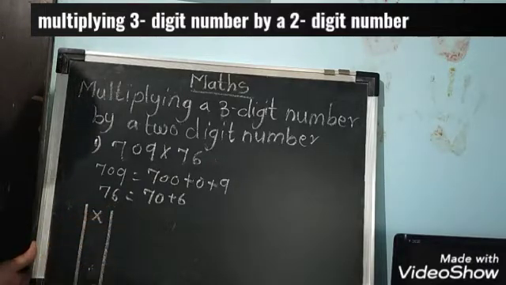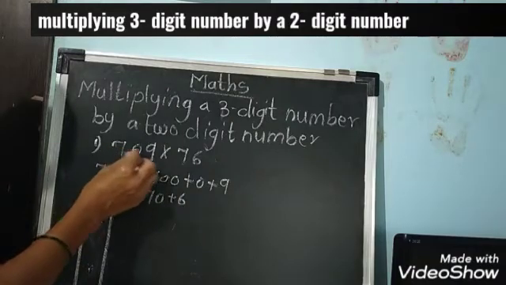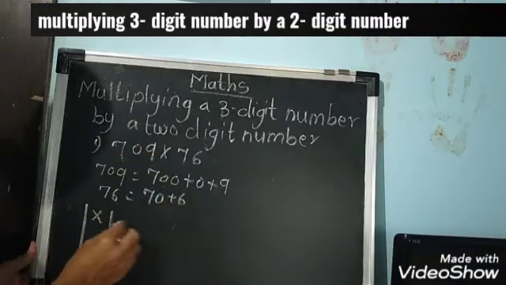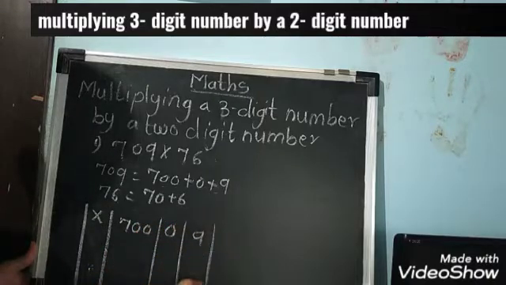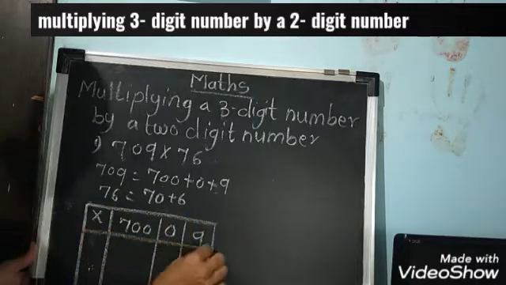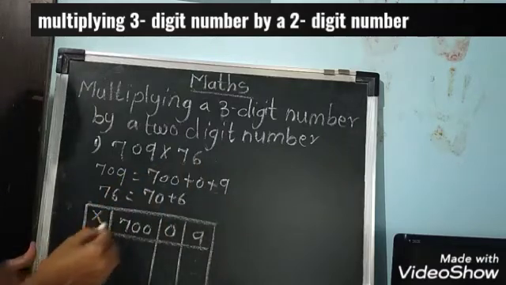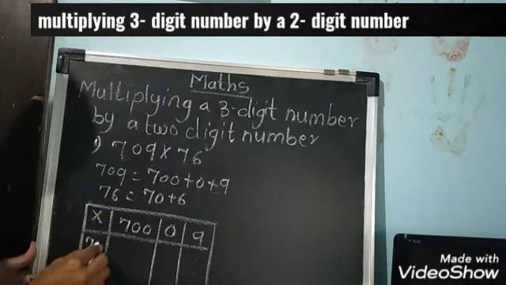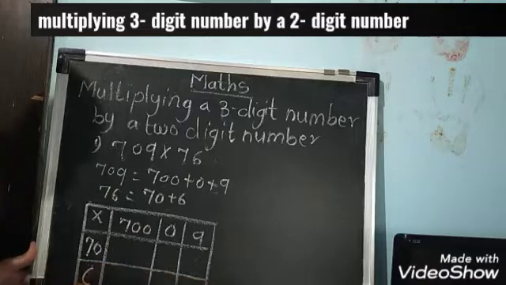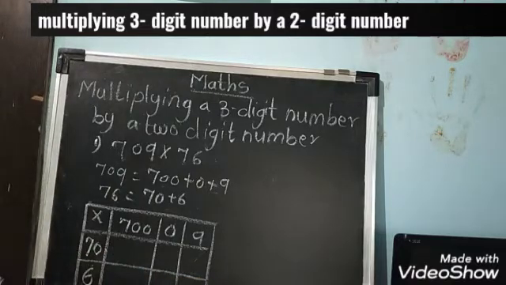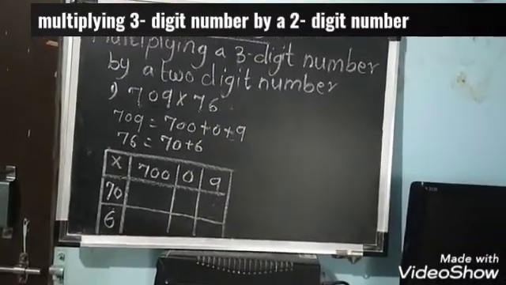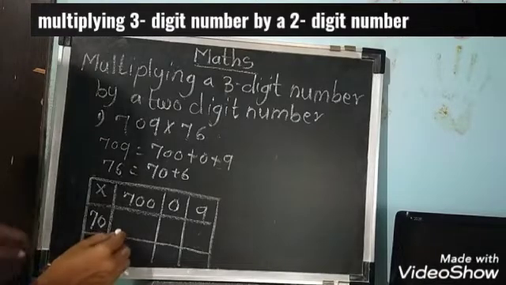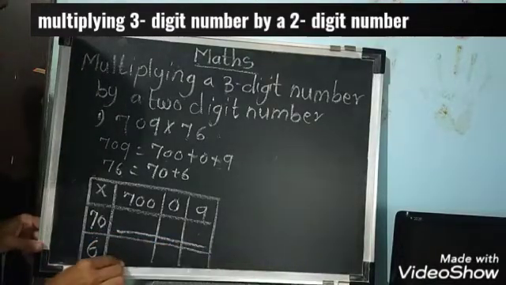Here the multiplication sign. First number is 709. Instead of this number we are going to write its expanded form. 700 plus 0 plus 9. Okay. Close the box. Second number is 76. Instead of 76 we are going to write 70 plus 6. We are using its expanded form. Okay. Now 70 plus 6. I want to find the answers of these boxes.